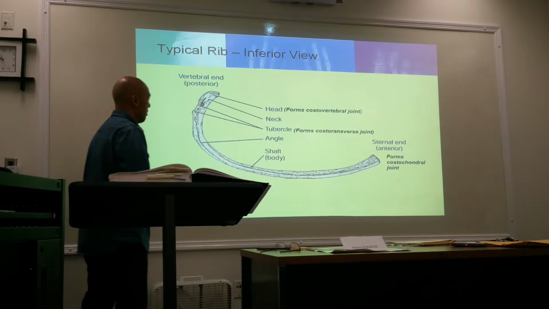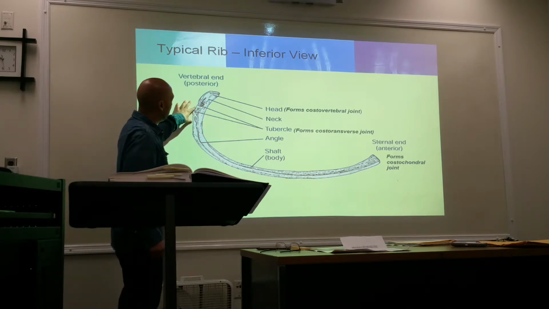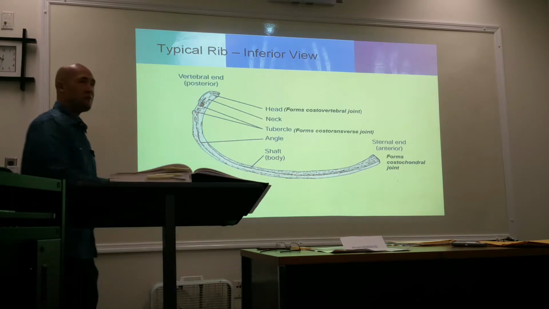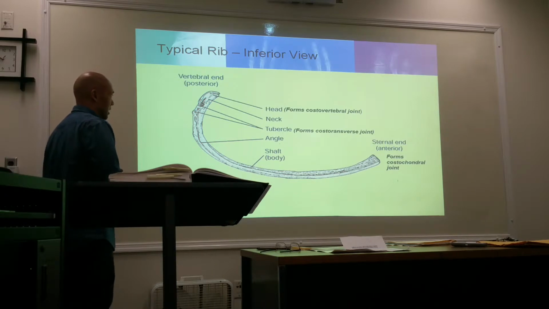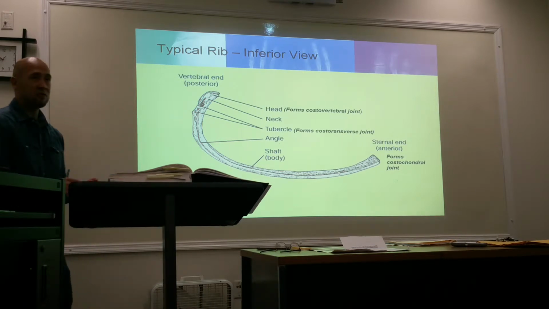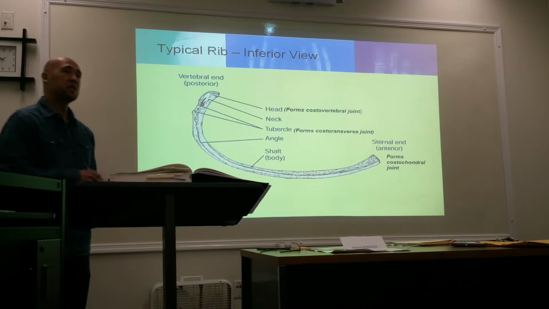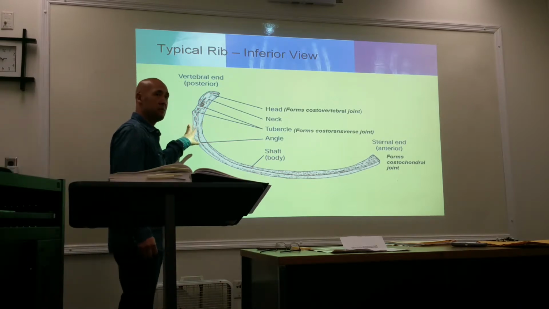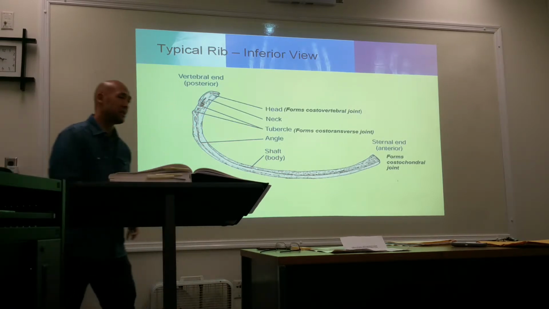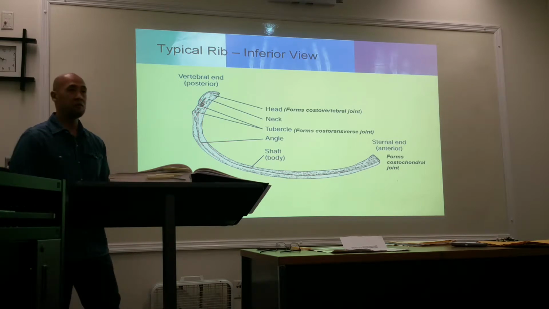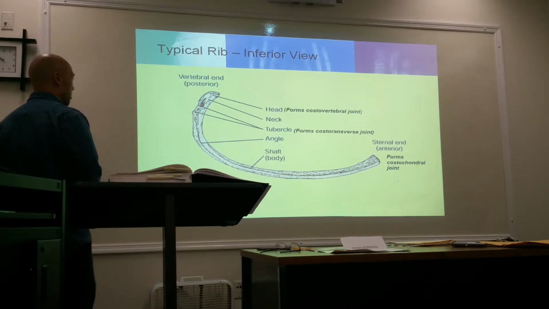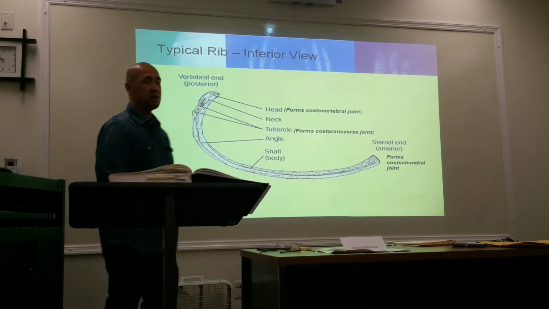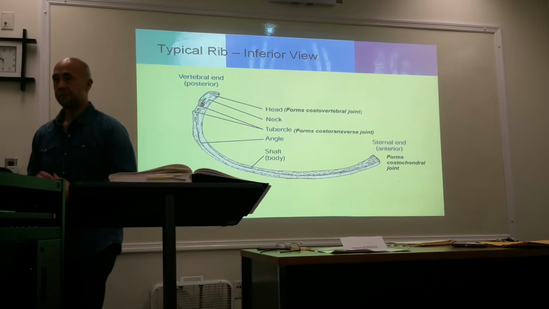Then you have 1 or 2 bumpy protrusions. It could be a single or it can be a double protrusion. It has a rough edge to it, and that is the tubercle, which forms the costotransverse joint. So it is the articulation between the tubercle of the rib and the transverse process of the thoracic vertebrae.